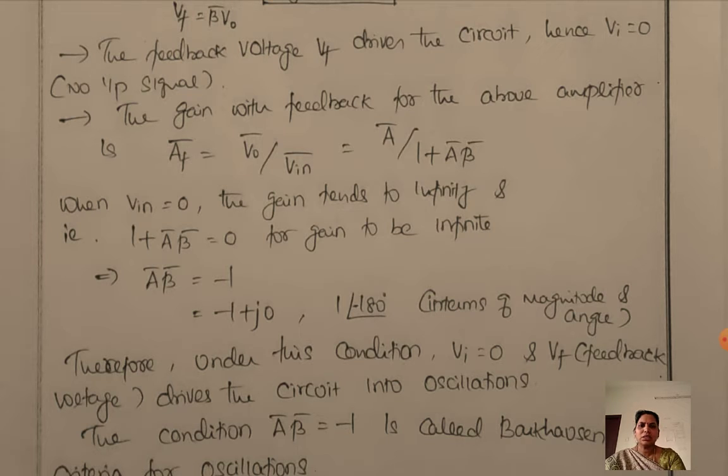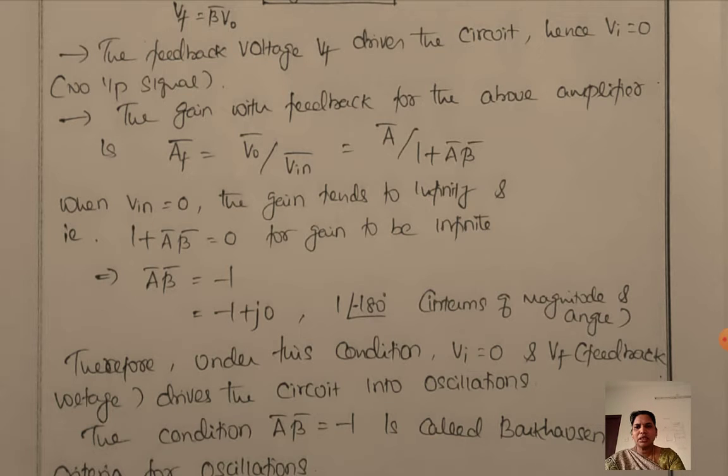Since it is an oscillator, we take the input as 0, that is, there is no input. In that case, I can write the gain as AF equal to V0 divided by 0, which becomes infinite. So the input is 0 and we are getting infinite gain. With respect to the above equation, the denominator must be 0, that is, 1 plus A beta is equal to 0.